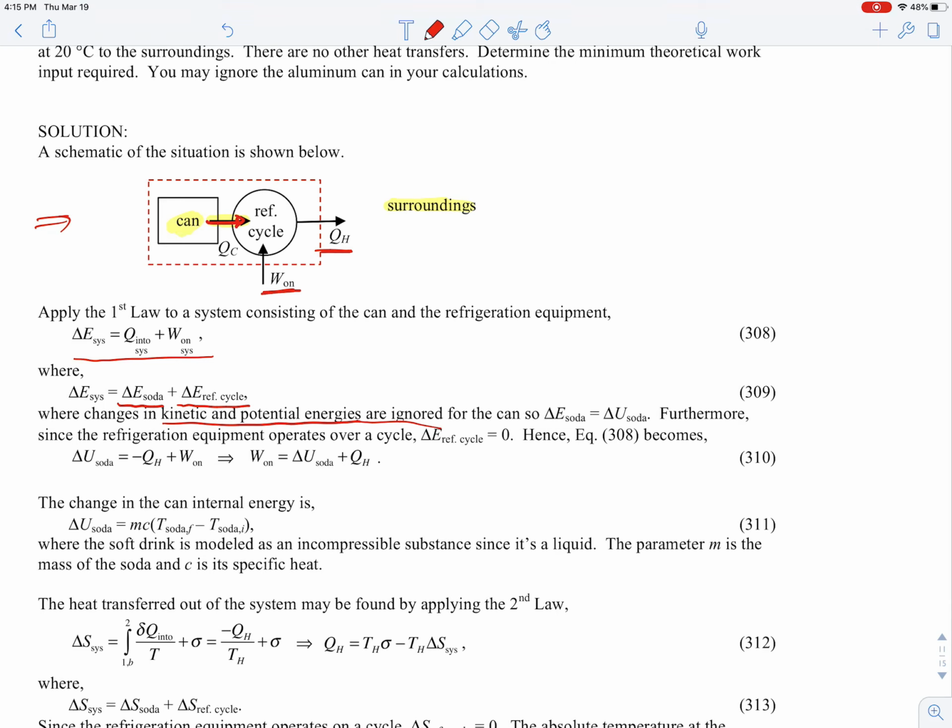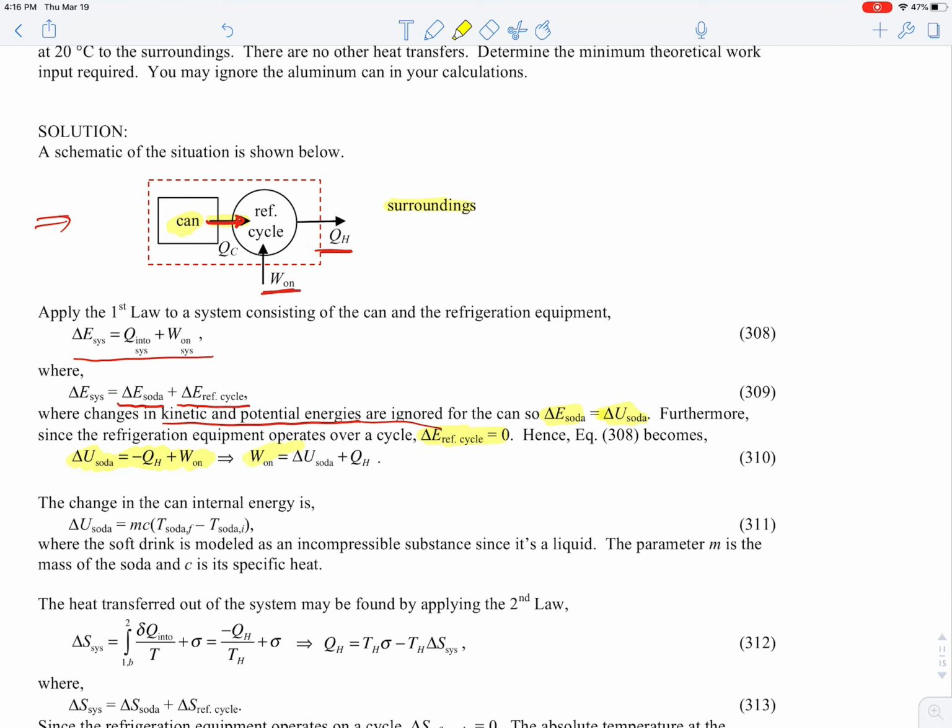So that means that the change in total energy for the soda is equal to the change in internal energy for the soda. And since the refrigeration equipment operates over a cycle, the change in the total energy of the refrigeration cycle over the cycle is zero, because it's operating on a cycle. So then our first law becomes delta U for the soda equals minus QH. It's minus QH because the heat is going out of our control volume rather than into our control volume, plus the work done on the control volume.